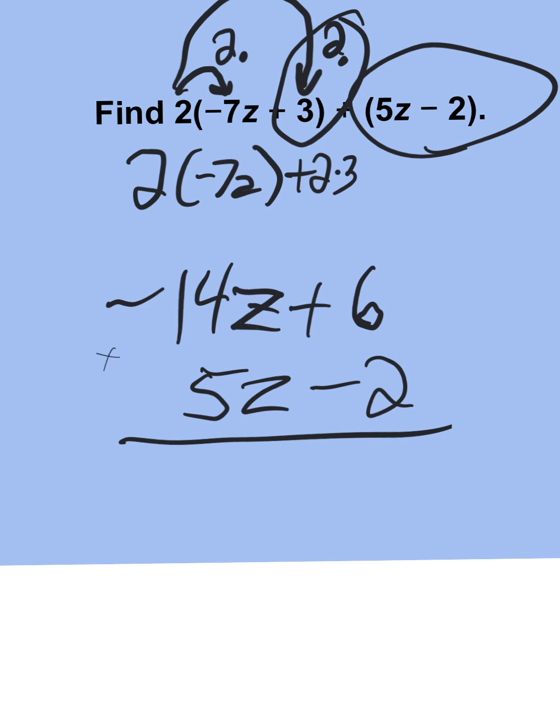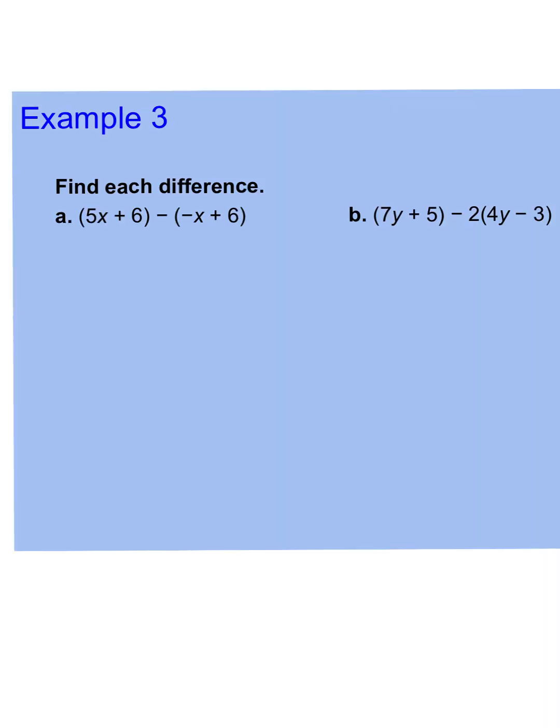Negative 14z plus 5z. Well, I see that I have a lot of negatives here, so I'm going to have 9 negative z's left over. And then I can do constants, 6 plus negative 2. I see that as 6 minus 2, so that leaves me with 4. And because it's positive, I'll put a plus sign there. That is my answer.